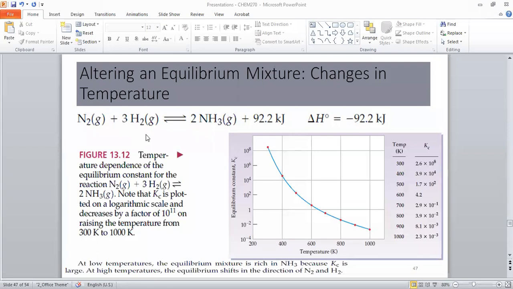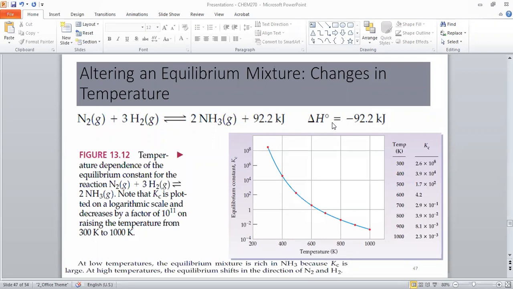This factor is the third one, which is going to change the equilibrium mixture, and this is the effect of the temperature. Again, this is the one of the reaction is given, formation of ammonia.